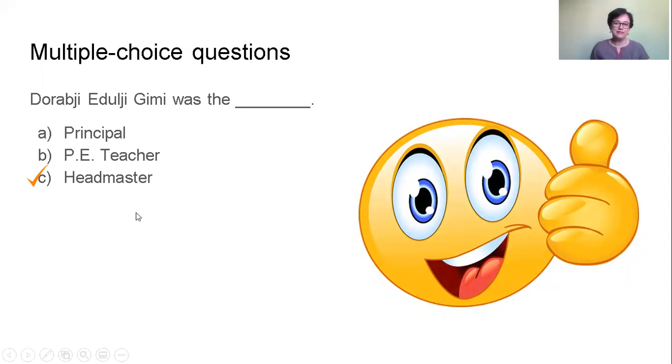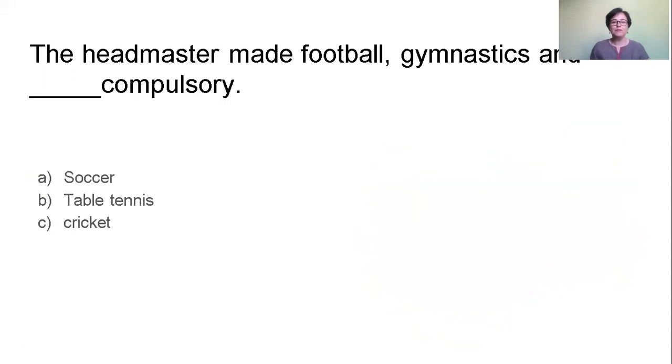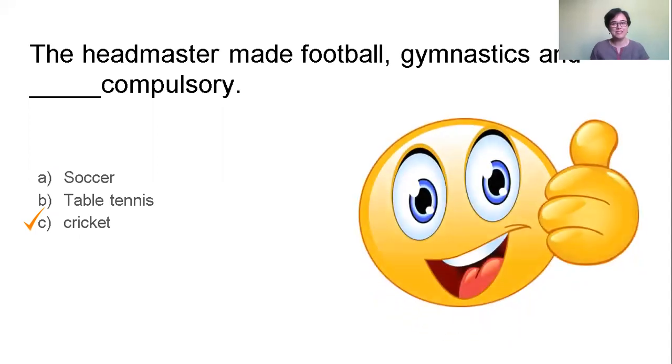Ready for the next one? The headmaster made football, gymnastics, and dash compulsory. Was it soccer, table tennis, or cricket? Cricket is the right answer, and if you got it right, that's for you.